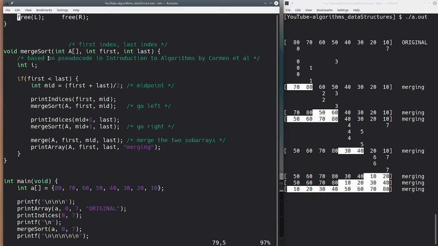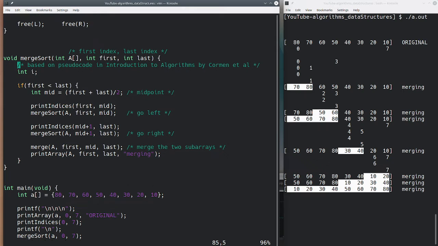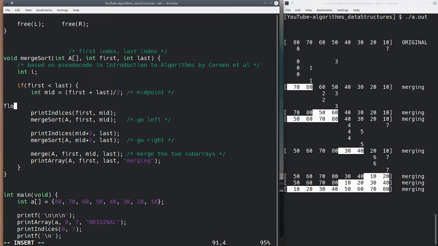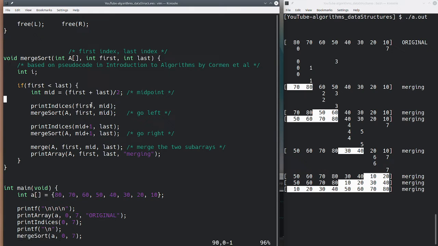Now technically in the theory, what you do for the midpoint is you'll have first plus last divided by 2, and then you use what's called a floor function. So what I'm saying here is floor, and use that function, and when you do, that will round down to the nearest integer. Now in C, since first and last are both integers, I have an integer divided by an integer, I get an integer as an answer.